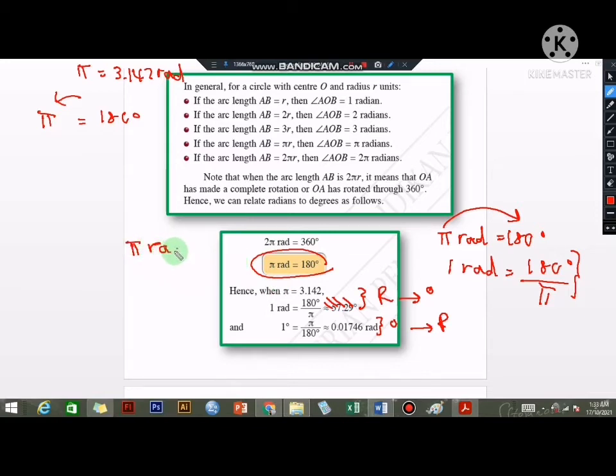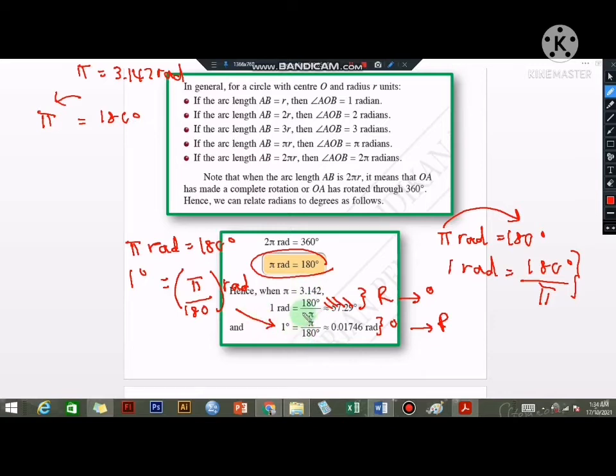Pi radian is equal to 180. So we want 1 degree. So 1 degree is equal to pi over 180. That's it. This is where this one comes from. So 1 degree equals pi over 180 degree.